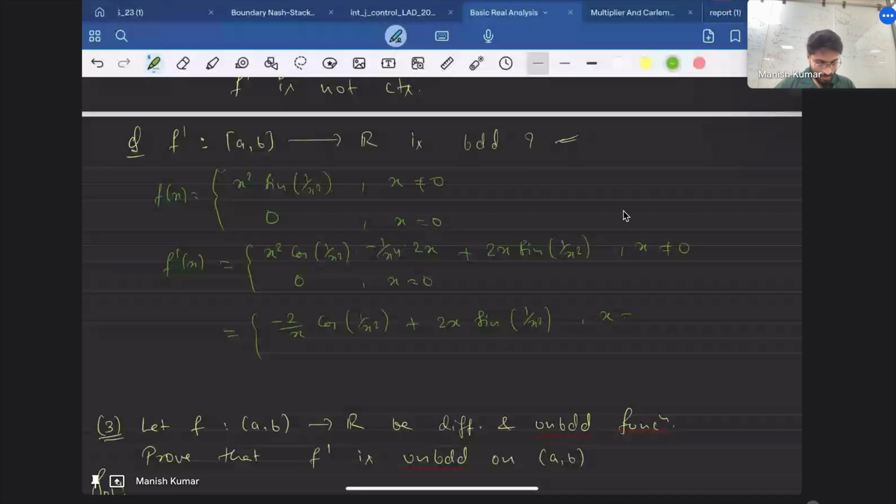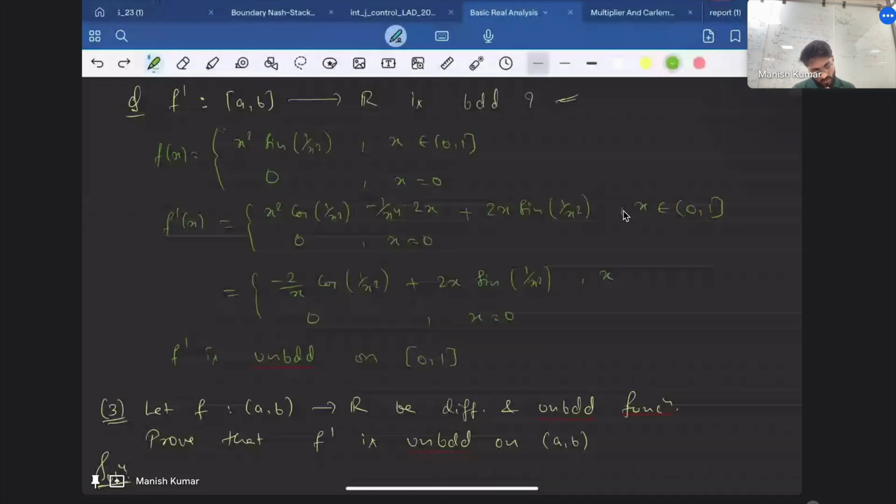Correct. So in the earlier example the derivative was not continuous, but it was bounded. Here, if I introduce 1 by x, just a squaring here would work.